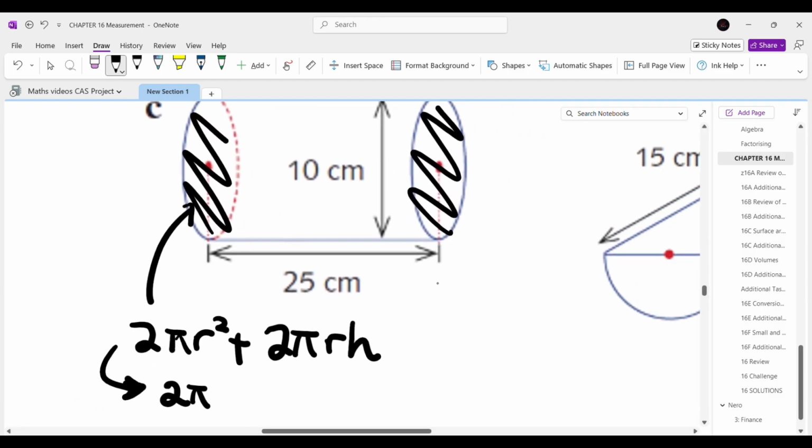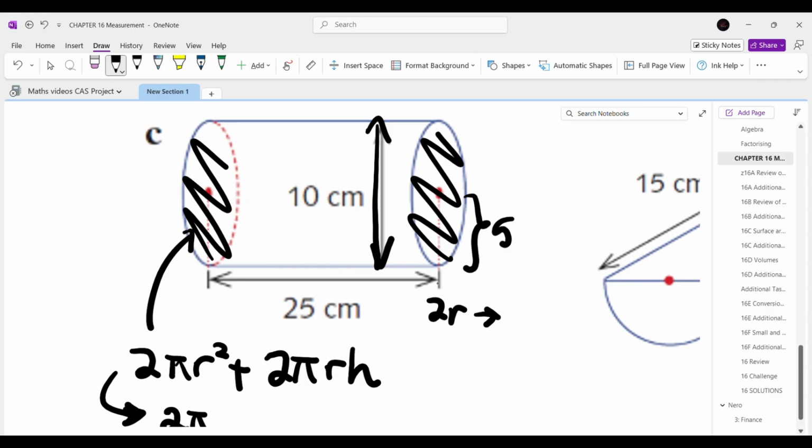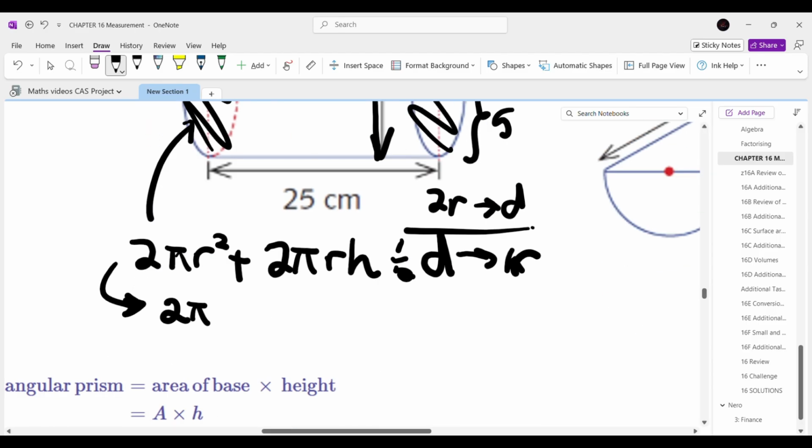So from here, 2 pi r. Our 10 centimeters is our full length, so our r is only going to be half of that because this is our diameter. So our r value is 5, because 2 times your radius gives you a diameter, and half of your diameter is your radius. So half of this is just 5.